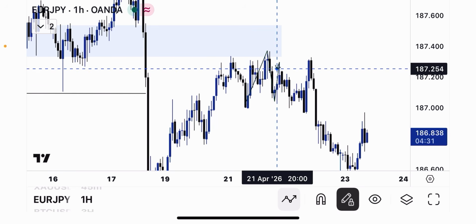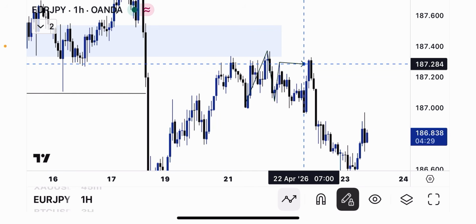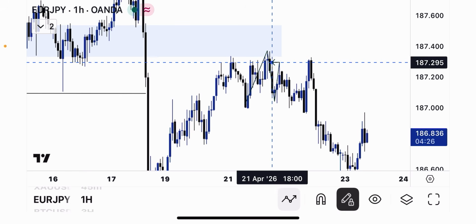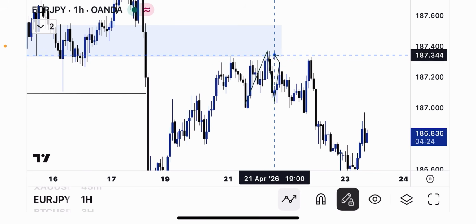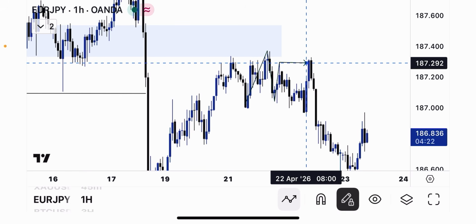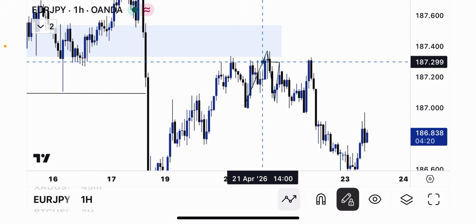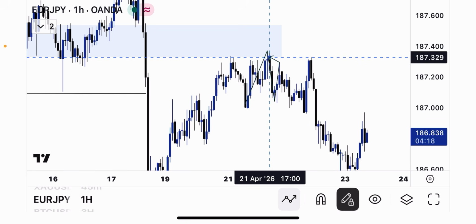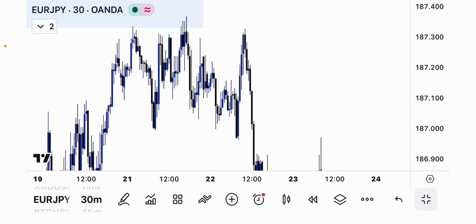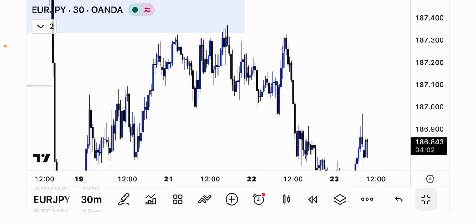So I can consider this as my inducement for this other block right here. After seeing this, I knew that I could still pick an entry, and I had not missed this entry entirely. So what do you do? You go down to the lower time frame.